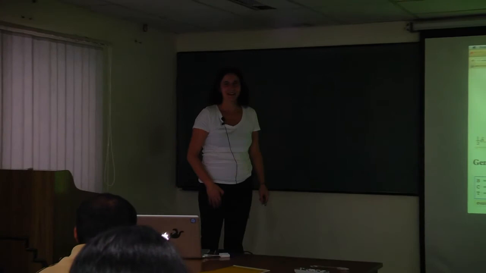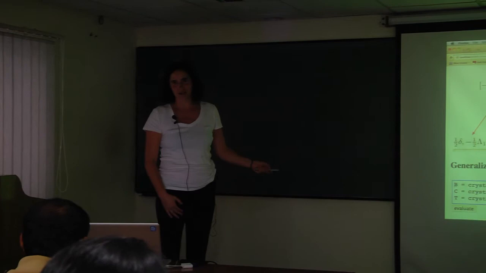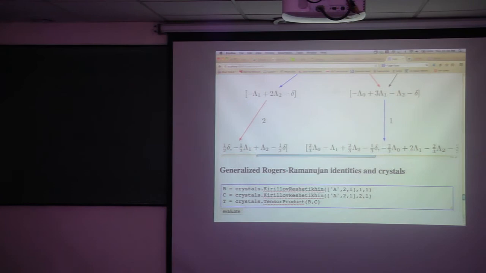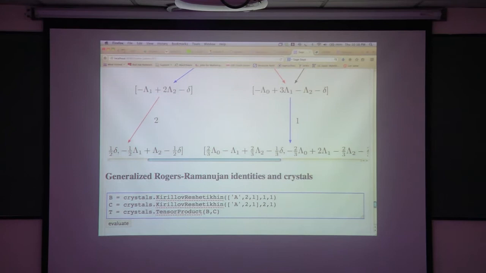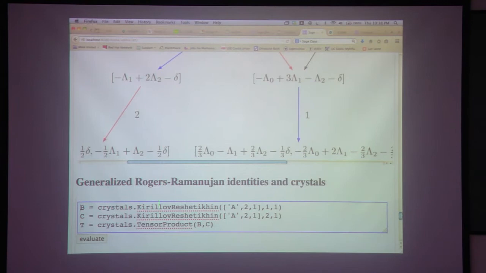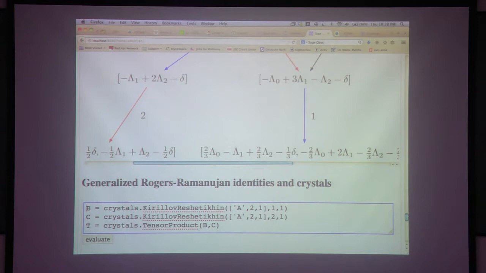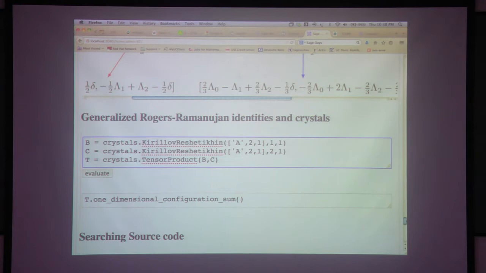Actually, my PhD thesis was about Rogers-Ramanujan identities. And so I'm mathematically close to his work, or at least this part of his work, because it was so big. I want to briefly show you that this is actually also related to crystals. There's a relation of the Rogers-Ramanujan identities to crystals.